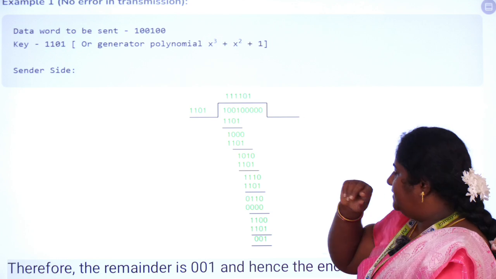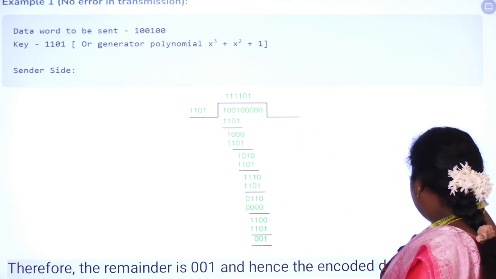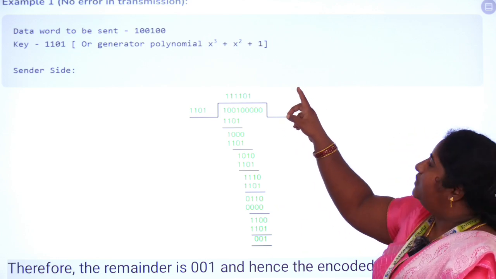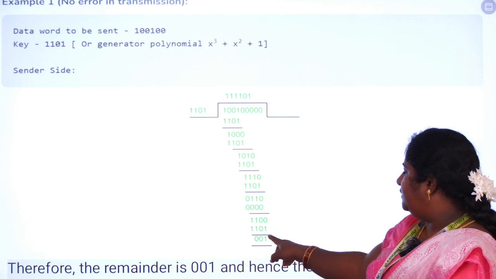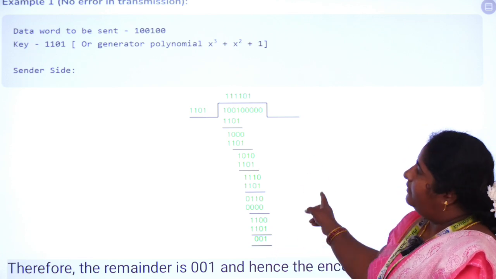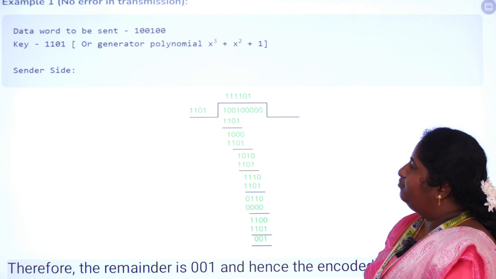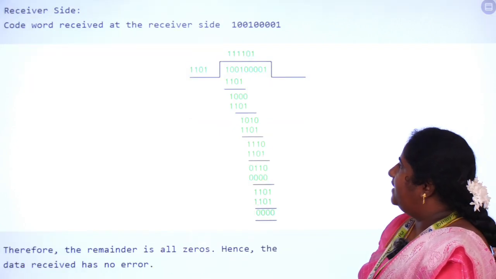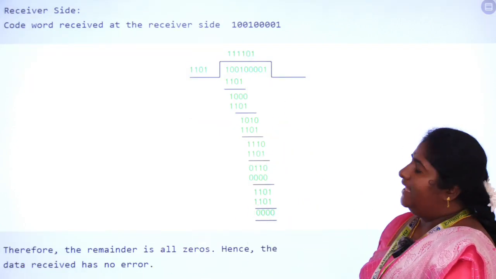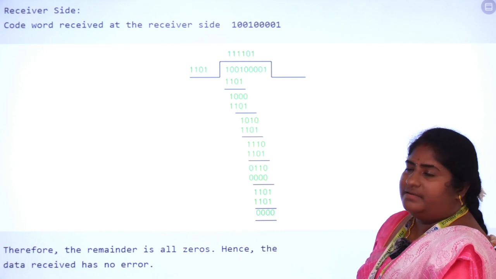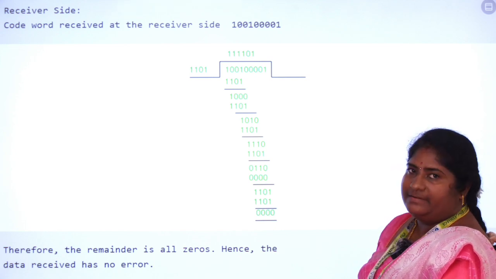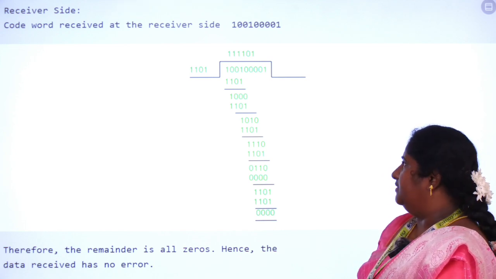So what is your data set? Your data set is 100 and 100. So at the last we have appended 001 after the division methodology. So what happens at the receiver side? At the receiver side, the given value is taken, and again the common generator value, that is the polynomial generator value, is used for division.